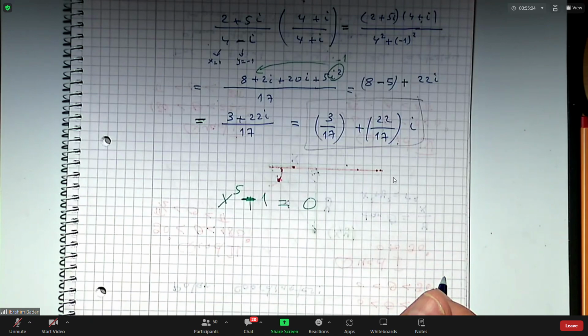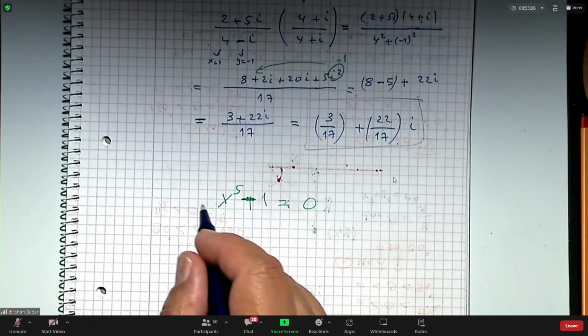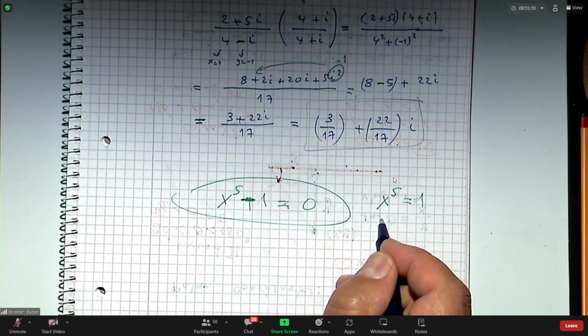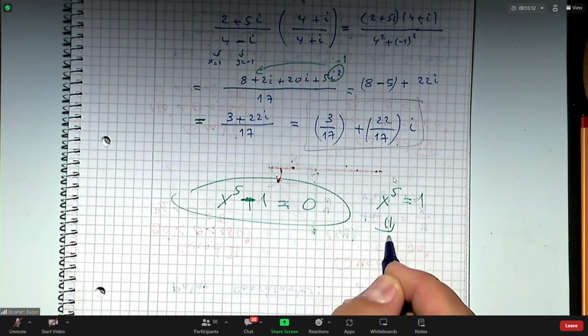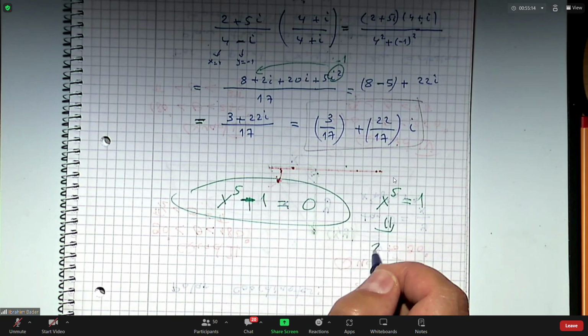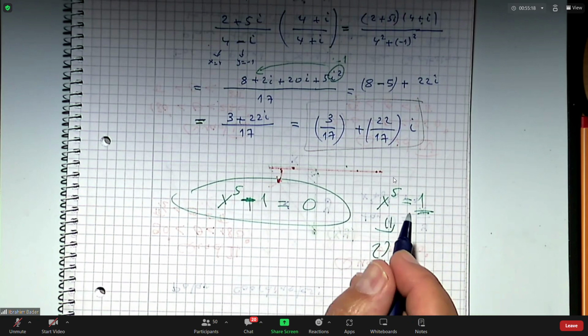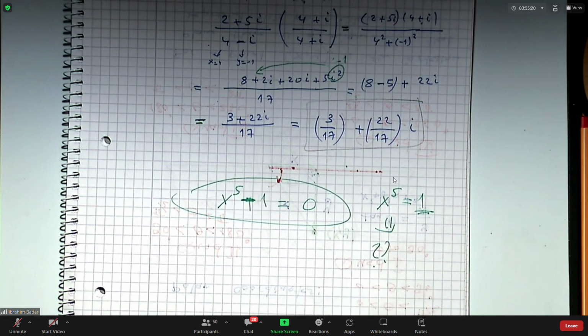This is true under the real numbers, but under the complex numbers, here you have x to the power 5 equals 1. Where do the other 4 values come from? According to this theorem, under the complex numbers, this has four more roots for sure. It has, all in all, 5 roots. Obviously, 1 is the real number.